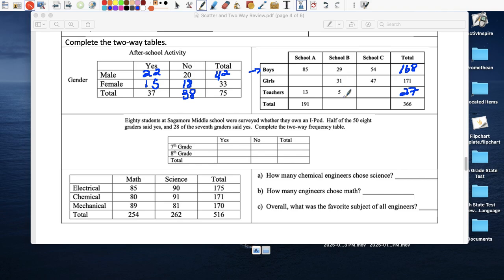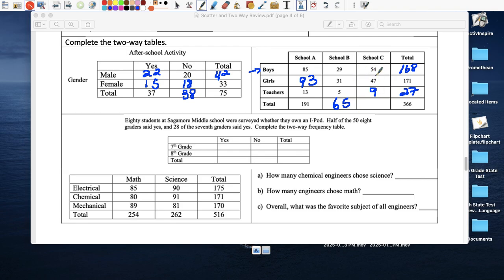We can add these three in school B. 29 plus 31 plus 5, and that's going to give us 65. We can do these here. So it's 191 minus 85 minus 13, and our missing number is 93. And then over here we can do 27 minus 13 minus 5, and our mystery number is 9.